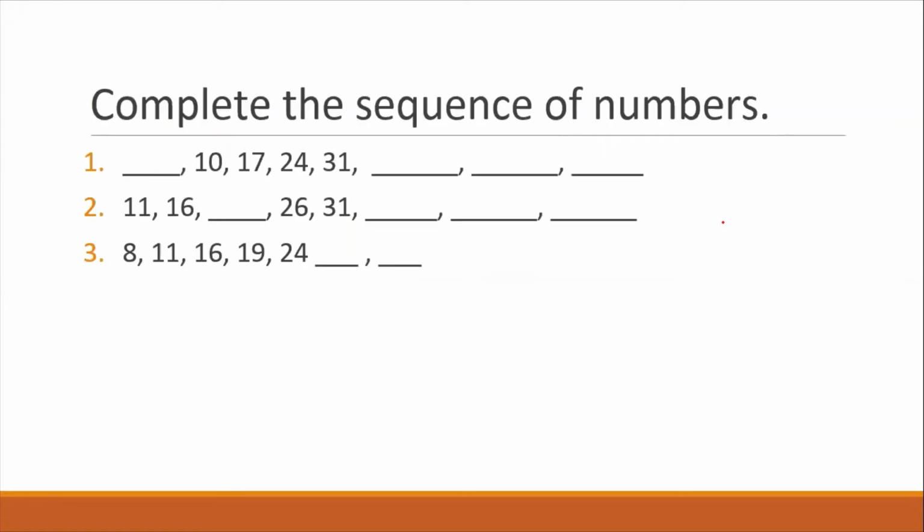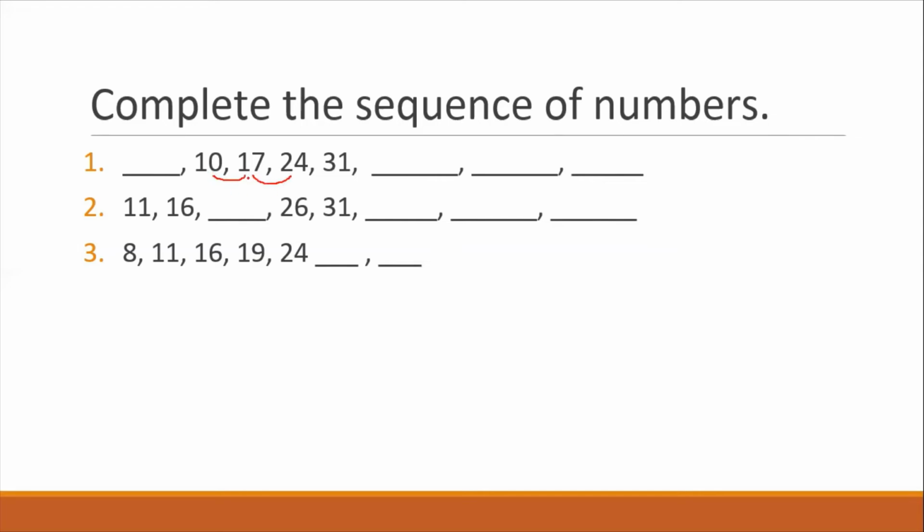Okay, now let us complete the following number sequences. Let's start with number 1. For number 1, we don't know what the first number is. We are going to find the first number and the next numbers here. To identify the first number, let us evaluate what happened to 10 to make it 17, and what happened to 17 to make it 24.